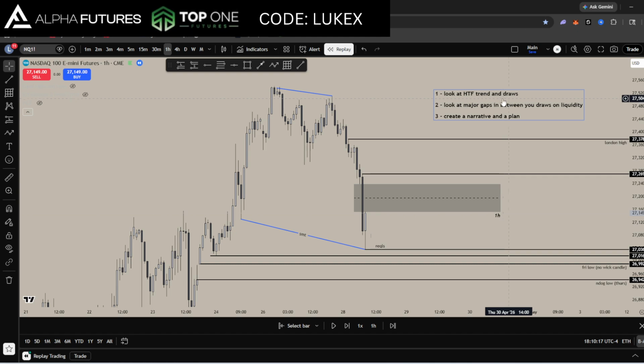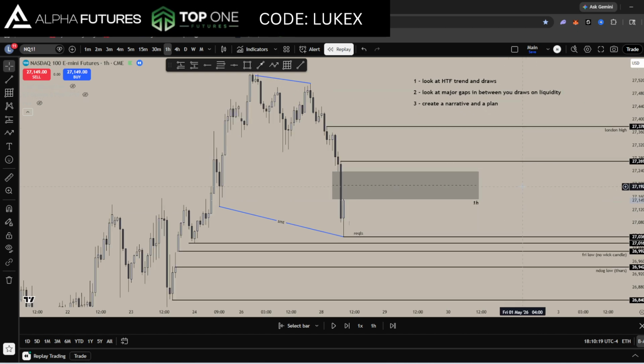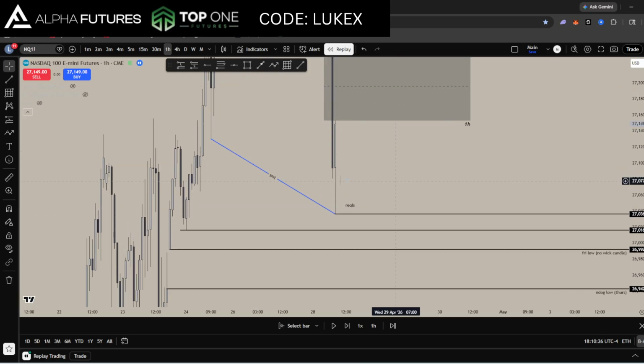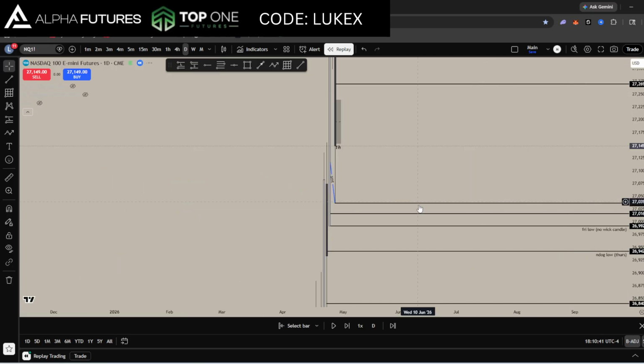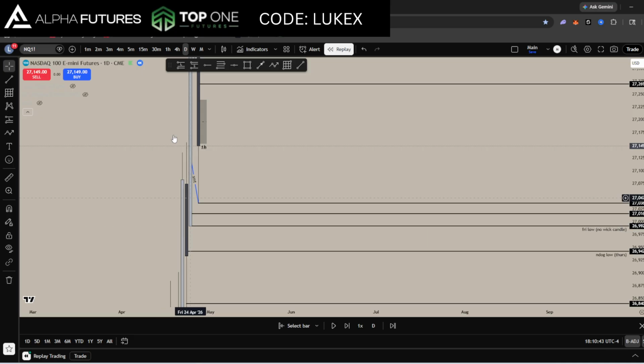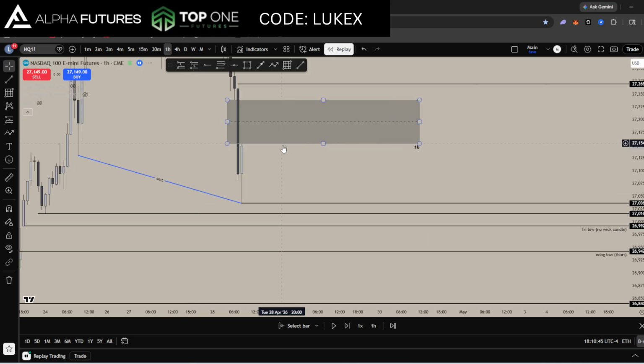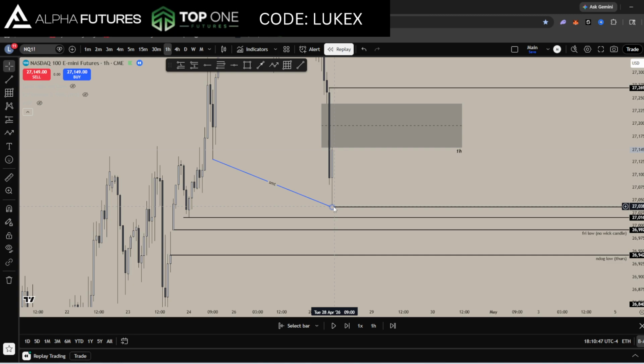Now we need to look at the draws on liquidity. At this point in time, this is at 9 a.m. What draws on liquidity do we have? For sell side, we have these lows over here. We have this low right here, and this low right here. We have the new day opening gap, and the low of the new day opening gap. And we have that Friday low right here, which is a no wick candle, which is usually a strong draw on liquidity. Regardless, we have a ton of sell side draws.